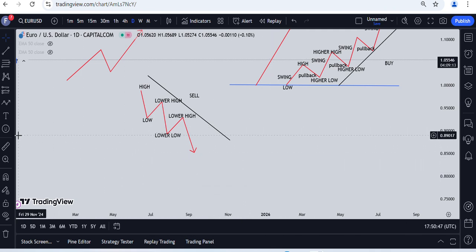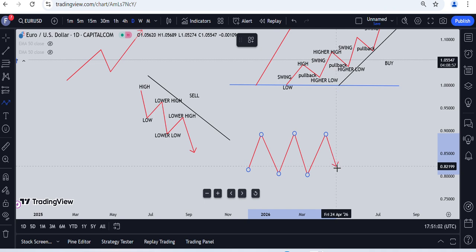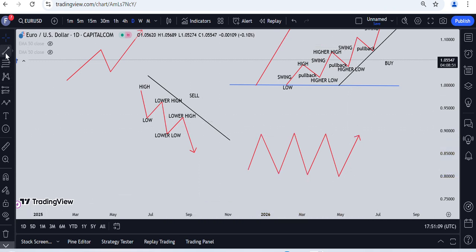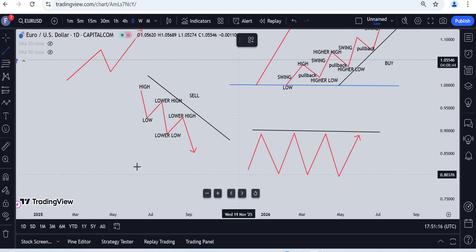Our third example is the sideways movement, whereby price is not creating a higher low or a higher high. Price is simply just creating what we call equal highs and equal lows. All right. This is sideways movement. Price is creating equal highs and equal lows. It's just ranging in one particular area.